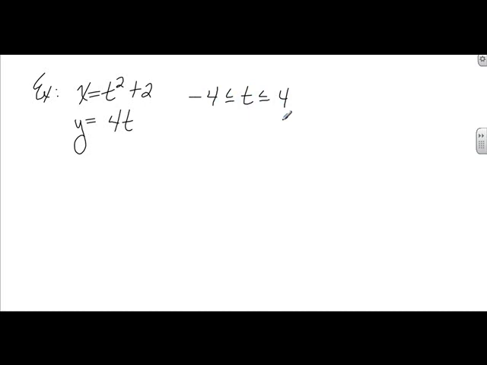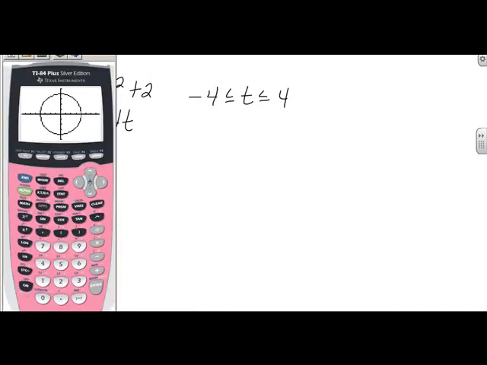Now you can use your calculator to generate a table of the x and y values that we get from this set of parametric equations on this parameter interval. You would go in and enter the equations in x and y. So if I can pull up my calculator. Alright, so I'm going to change my x and my y equation to t squared plus 2 and 4t.